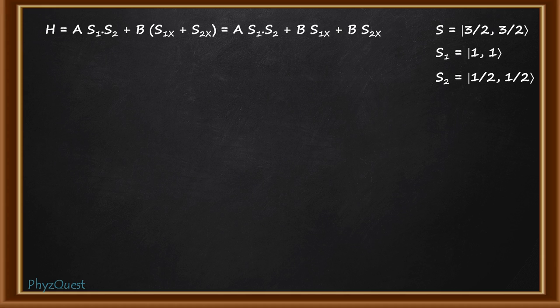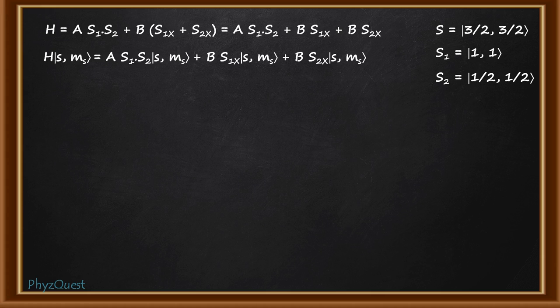Now when the spin eigenstate |S, MS> is operated on by this Hamiltonian, the equation will be H|S, MS> equals A S1 dot S2 |S, MS> plus B S1x |S, MS> plus B S2x |S, MS>. So there are three terms, and we'll solve them one by one. First, let's go ahead with A S1 dot S2 operating on the state |S, MS>.